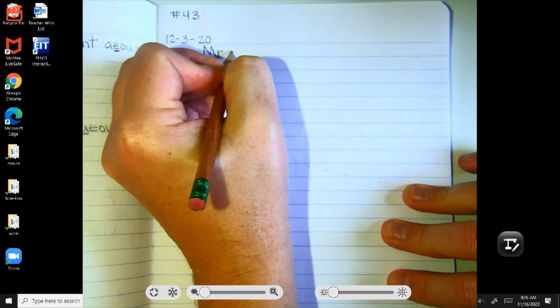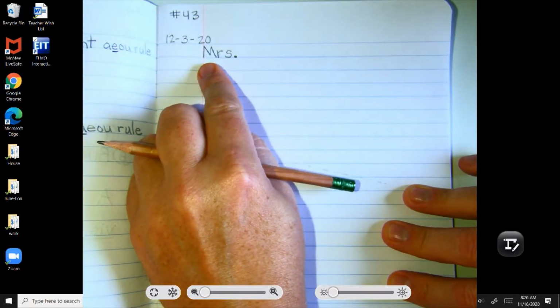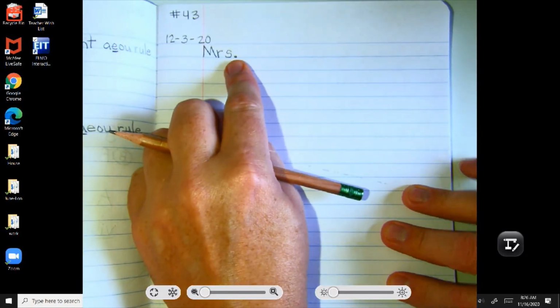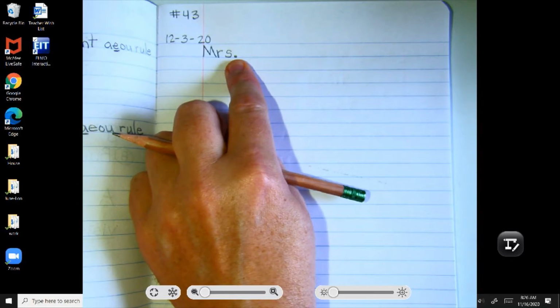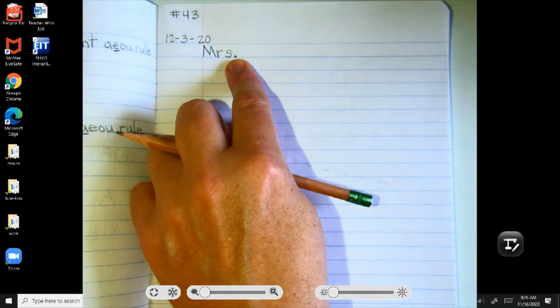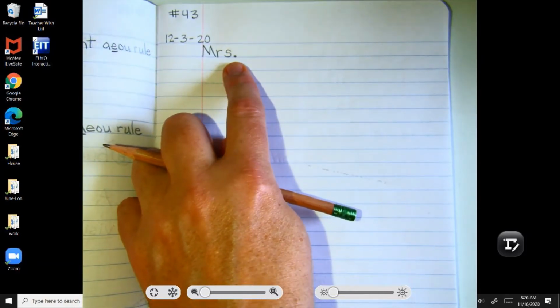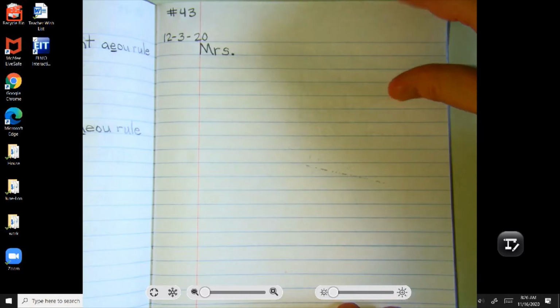So the abbreviation for Mrs. is capital M R S period. Right? So when you're writing Mrs. Helverson's name or Mrs. Stower's name, you would write capital M R S period, which stands for Mrs.